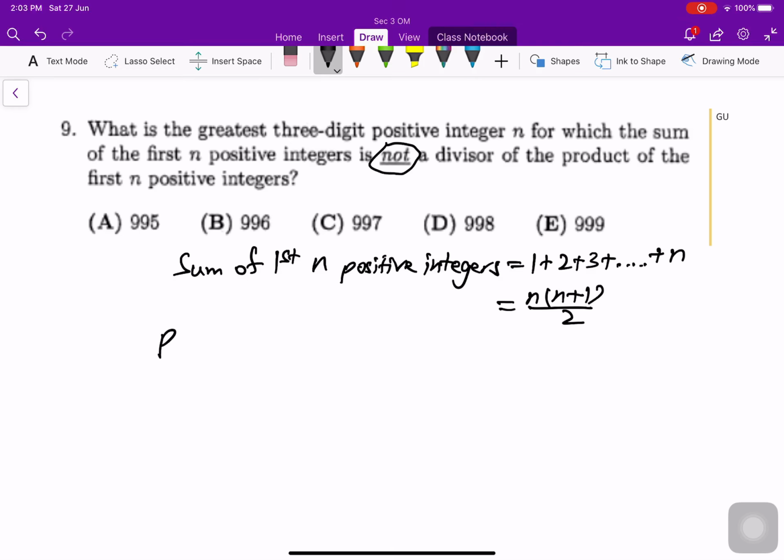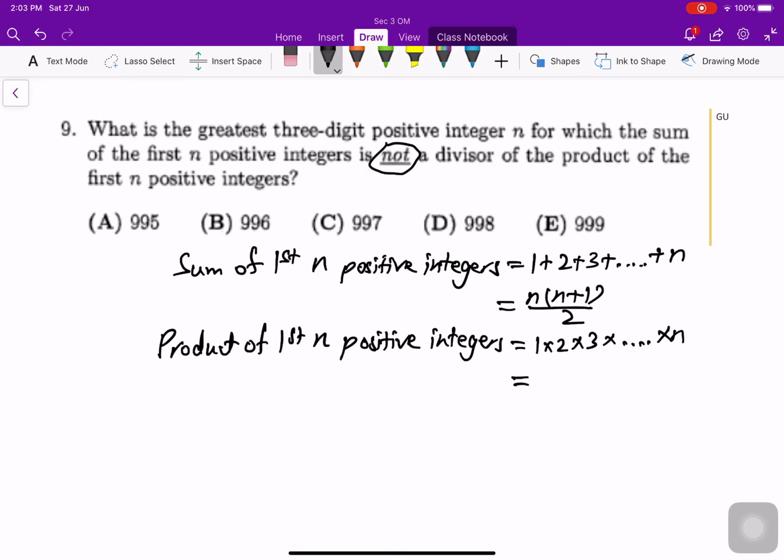And then let's look at the product of the first n positive integers. Can you see that this would be just equal to 1 times 2 times 3 all the way to n, right? We have this notation called n factorial. N factorial means 1 times 2 times 3 all the way to n. Okay, we consider case 1: when n is greater than 1 and n is odd.